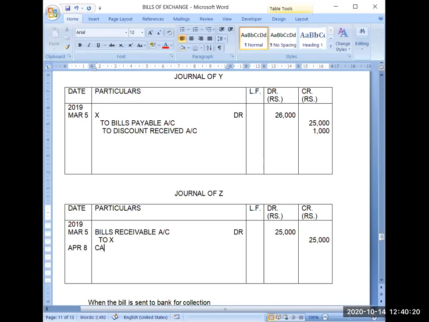Now Z will receive the payment, so cash account debit 25,000 to bills receivable account 25,000.